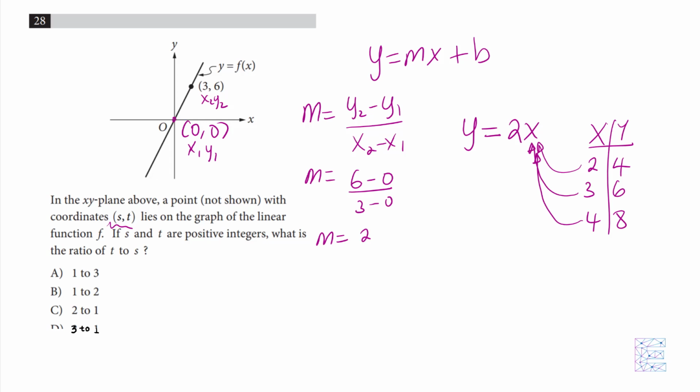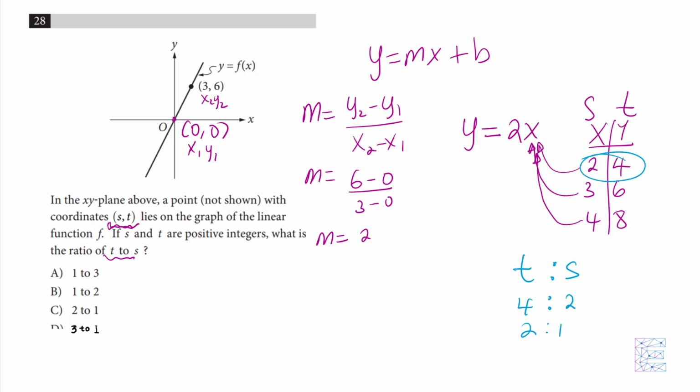So remember what they're doing in this question. They're renaming the x and y to s and t. This is like s and this is t, because they're saying that there's a point on the line called s, t. And the question is, what is the ratio of t to s? So t to s means you have to say 4. We just use this first point here as an example. We're trying to do the ratio of t to s. So we can do 4 to 2, which simplifies to what? 2 to 1.